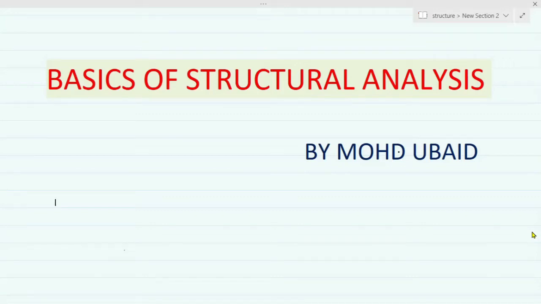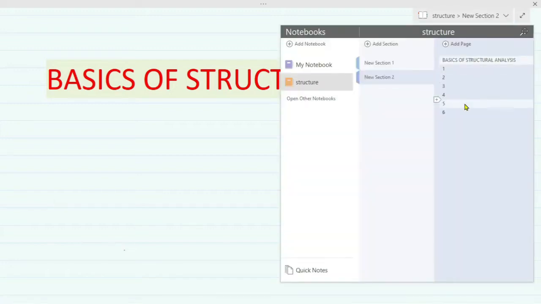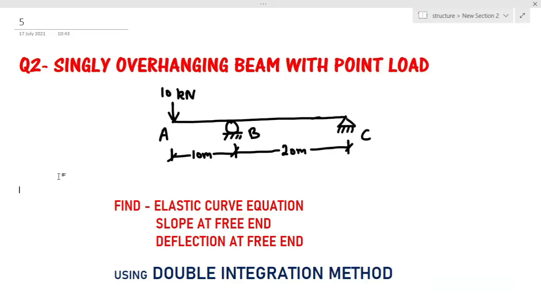My name is Mohammad Ubaid and this is another video of the basics of structural analysis series. Today in this video we are going to solve another important problem on the double integration method.